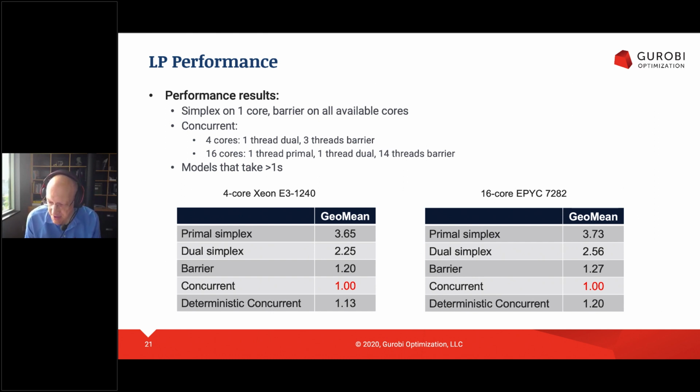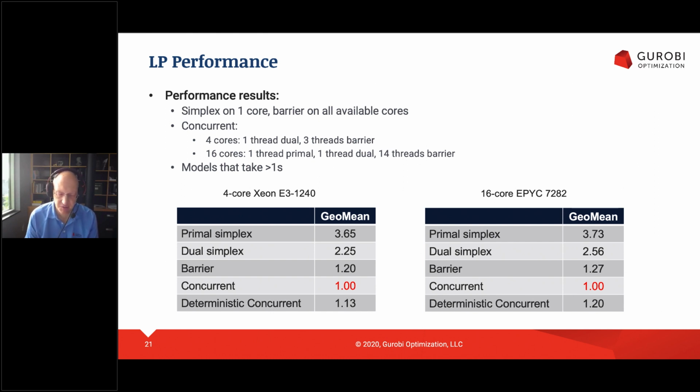When it comes to the individual algorithms, the concurrent approach is actually the fastest overall. So that's the 1.0. There's no value less than 1.0 in the table. Deterministic concurrent is slightly slower. If you just use barrier alone, that's slower than concurrent, but it's not that much slower: 20% on 4 cores, 27% on 16 cores. And then dual simplex is roughly a factor of 2 slower than barrier, and primal is roughly a factor of 3 slower than barrier on average.